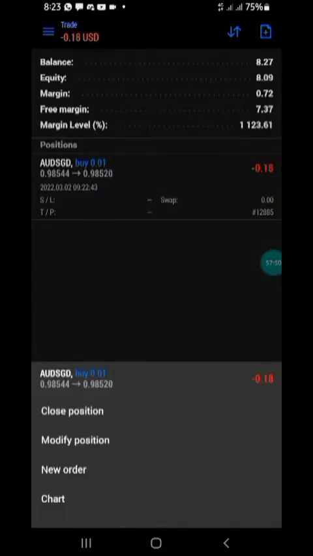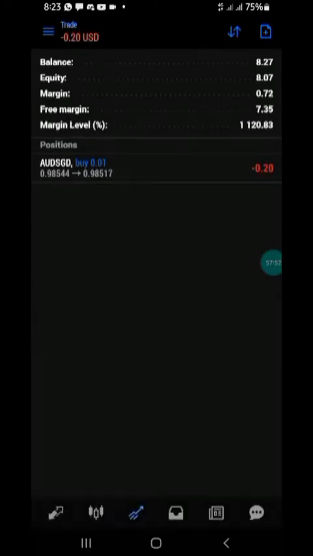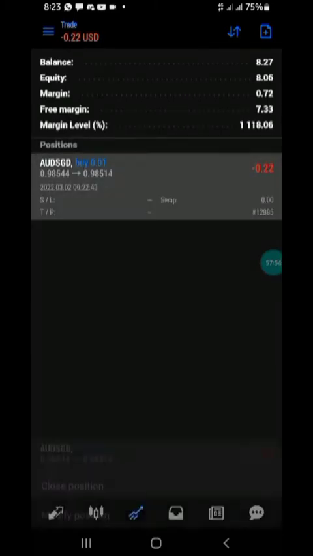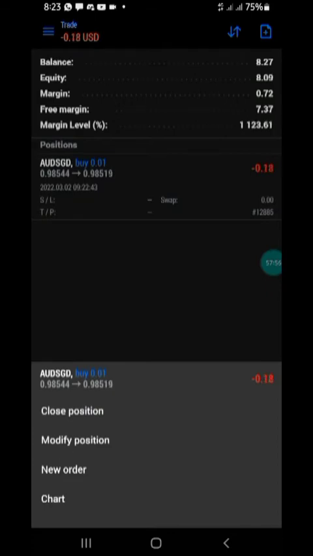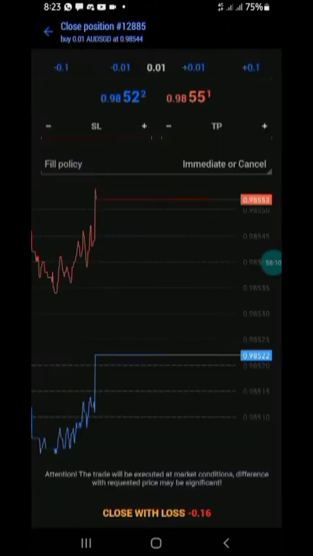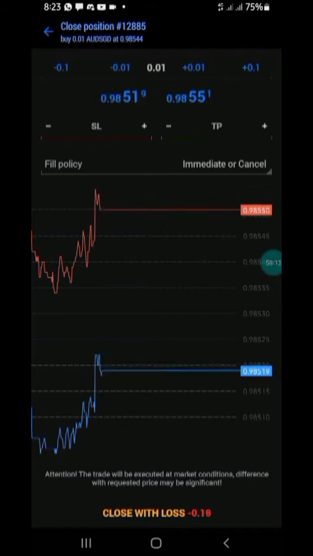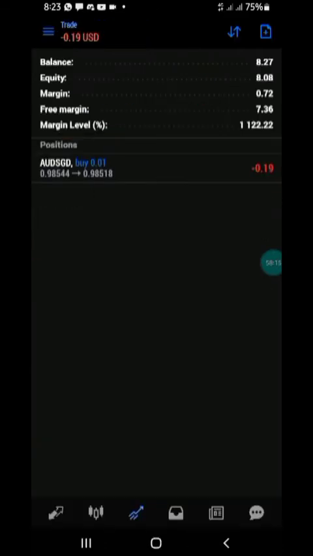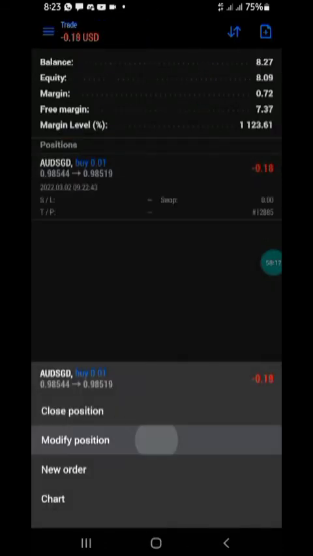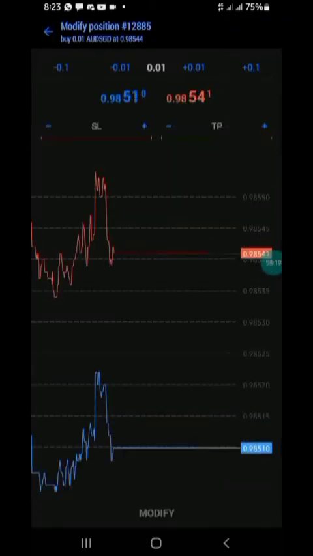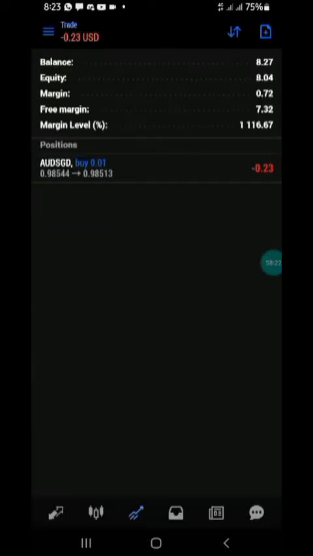So I click on this. I touch and hold down on this, and this comes out. You can see close position, in case I want to close this position, maybe I checked it and I'm making a profit, or probably I'm making a loss and I feel that I didn't get it correctly. I'll click on close position to close it. You see close with a loss because I'm on a loss, but I don't want to close it, so I click on it again. Modify. I want to modify it. So I go here, stop loss, take profit. I go back to my chart.